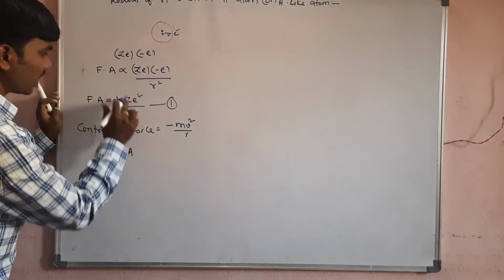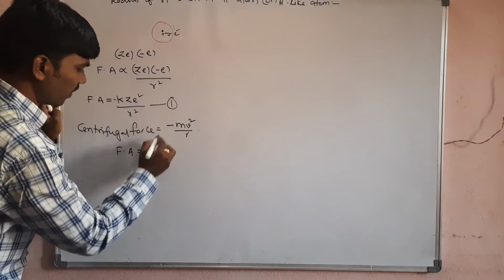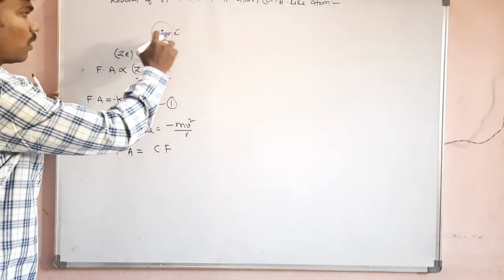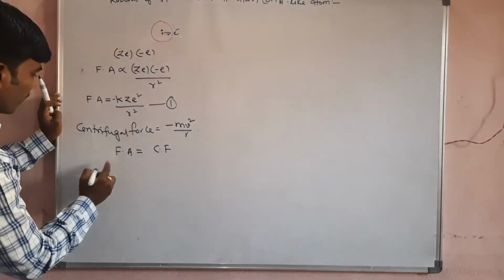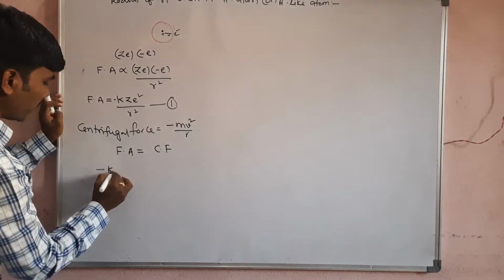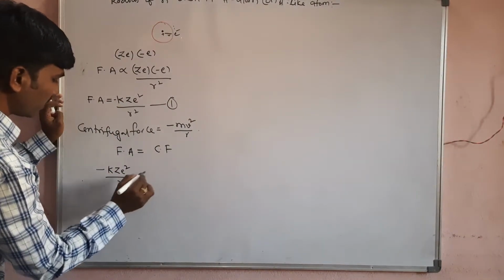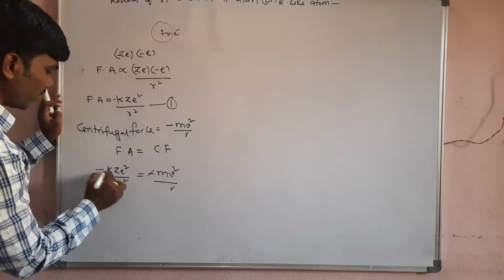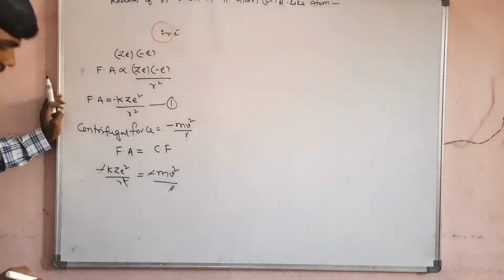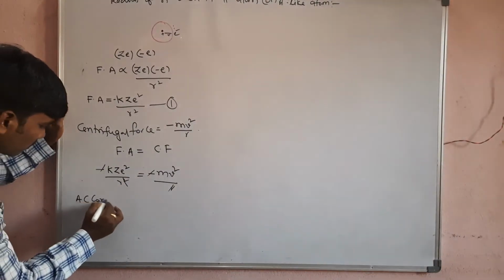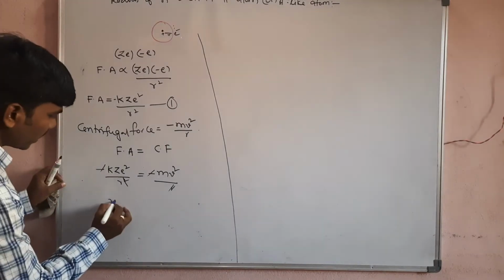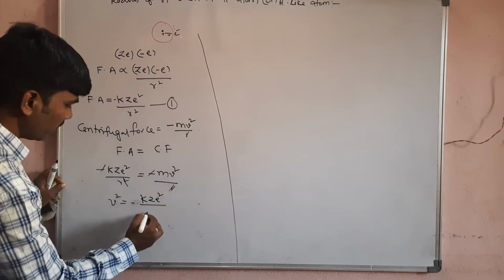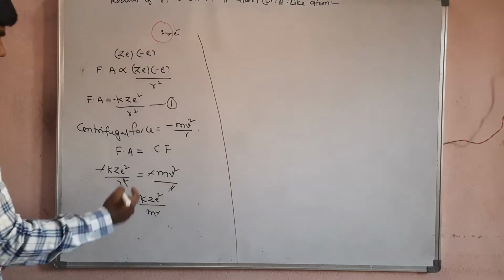Fa stands for force of attraction. Force of attraction will be equal to the centrifugal force, which works outside the circular path. So K Ze square by r square is equal to mv square by r. Here the negative sign gets cancelled, and r also gets cancelled. So from this equation, v square is equal to K Ze square by mr.